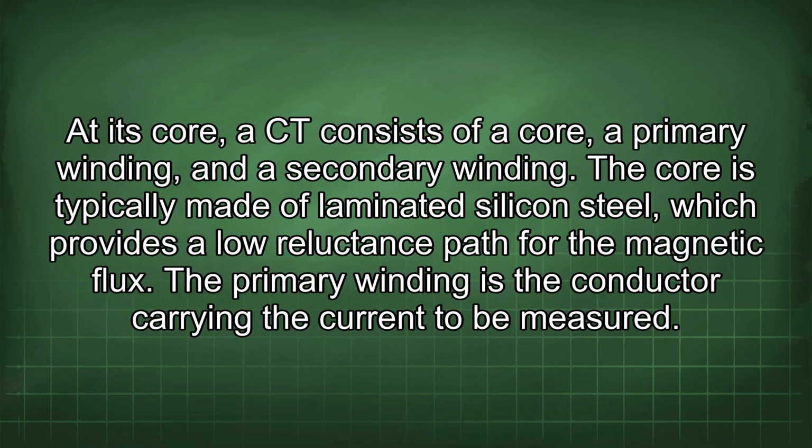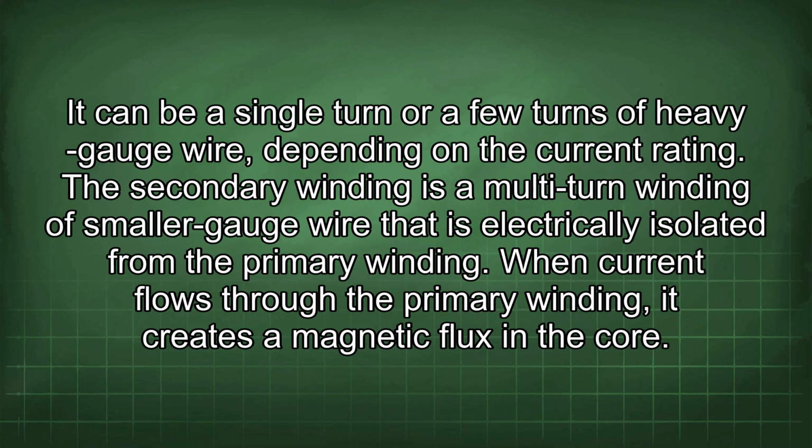At its core, a CT consists of a core, a primary winding, and a secondary winding. The core is typically made of laminated silicon steel, which provides a low reluctance path for the magnetic flux. The primary winding is the conductor carrying the current to be measured. It can be a single turn or a few turns of heavy gauge wire, depending on the current rating. The secondary winding is a multi-turn winding of smaller gauge wire that is electrically isolated from the primary winding.